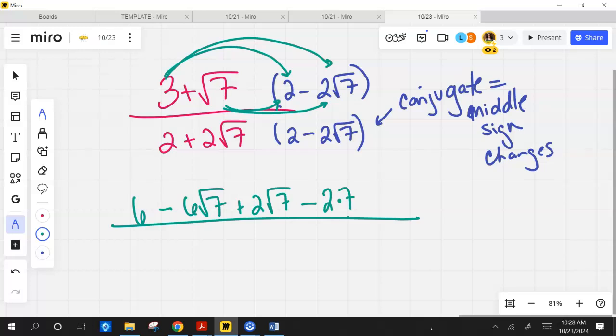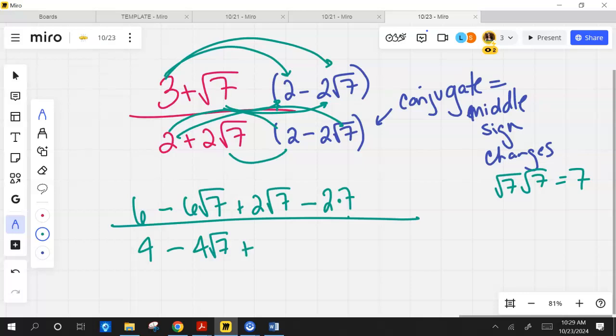All right, let's clean up the bottom. Square root of 7 times the square root of 7. All right, on the bottom, 2 times 2, 4. Minus 4 times the square root of 7 plus 4 square root of 7.